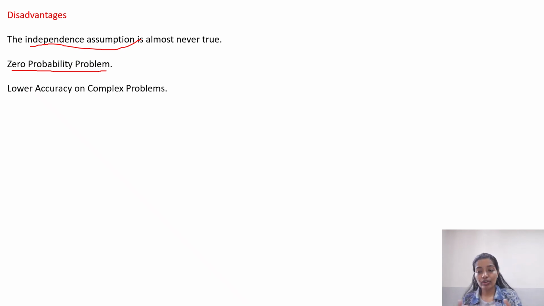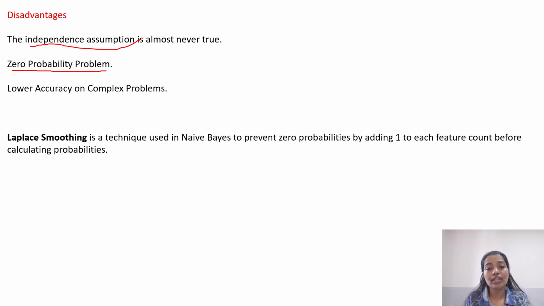When the problem becomes very complex, as I said, the size of the data set increases or the number of features increases, at that time the accuracy automatically gets lower. So these are some of the disadvantages. Then, as we said, the problem of zero probability is always there. So there we do something called Laplace smoothing. It is a technique in which we add one to prevent zero probabilities.